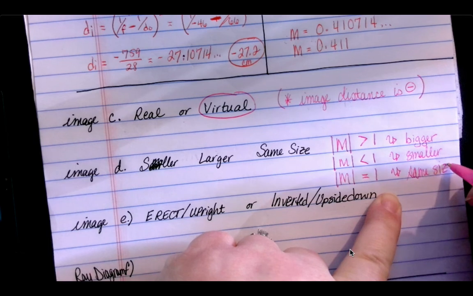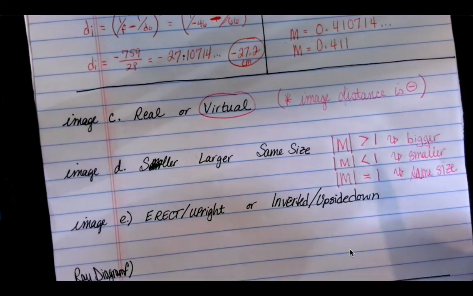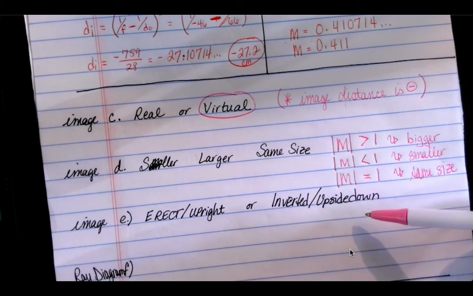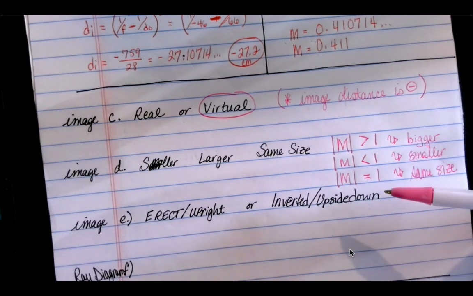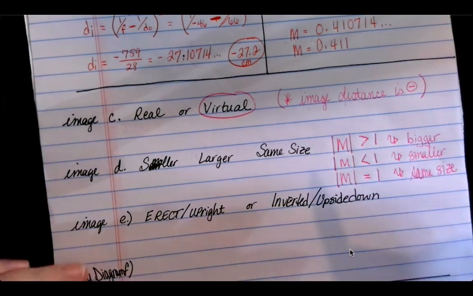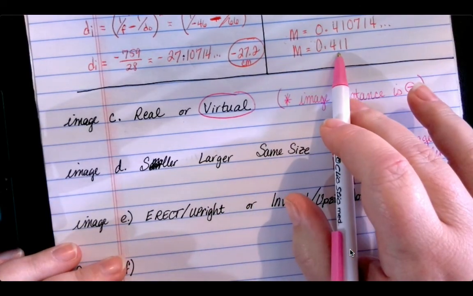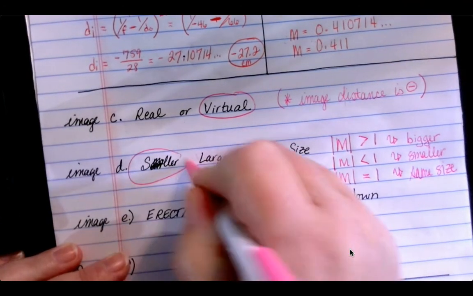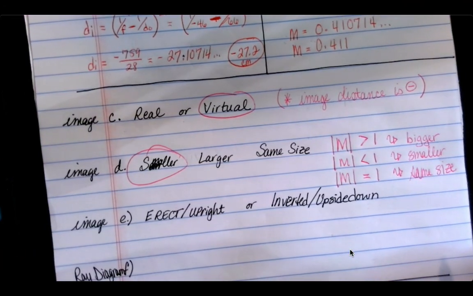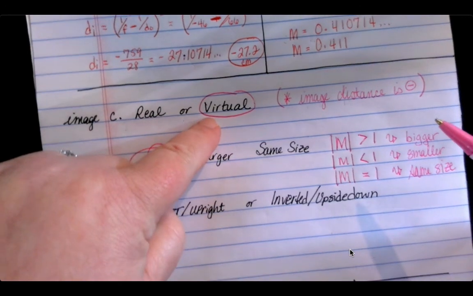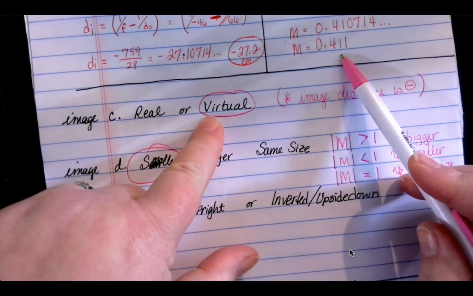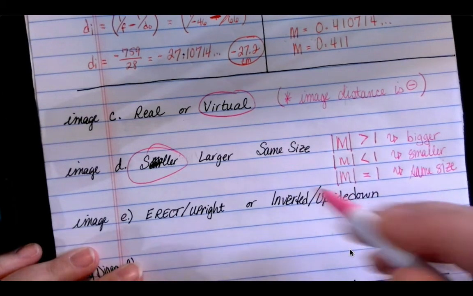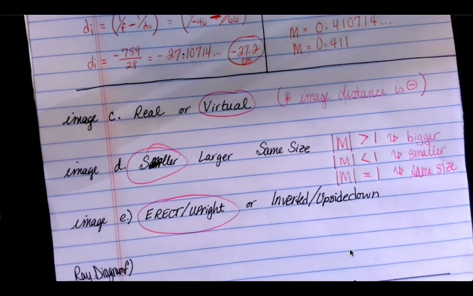So let's look at our magnification, and notice I'm saying it's the absolute value. The sign of the magnification simply tells you upright or inverted, but the magnitude of the magnification tells you bigger, smaller, or the same size. So looking at this, we've got a magnification less than 1, so it's going to be smaller. And by knowing that it's virtual and that the magnification is positive, both of those point to it being erect and upright.